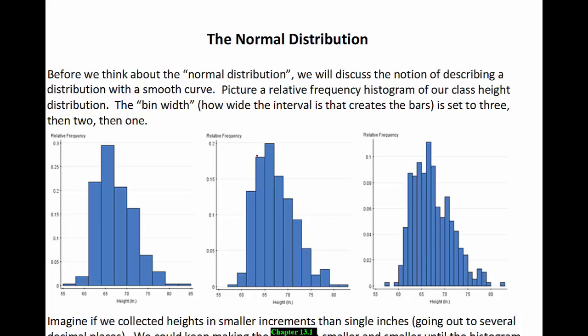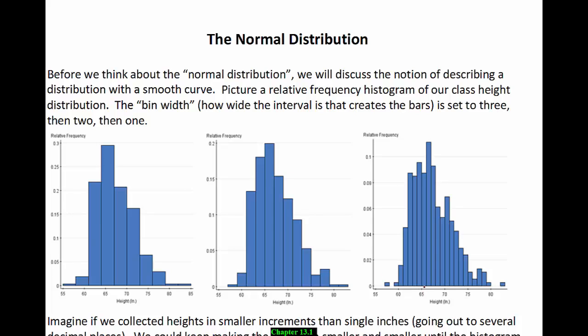Notice in the second picture we can bin together 2 inches at a time instead of 3 inches. Notice that this bar we picked went from 64 to 67 inches in height. Now we're doing 2 inches at a time. So our bar goes from 63 to 65, and the next one's 65 to 67, and so on. So the bars get skinnier. Notice it's still relative frequency. The values go between 0 and 1 on the decimal scale. And the heights of the bars, again, should add up to 1.